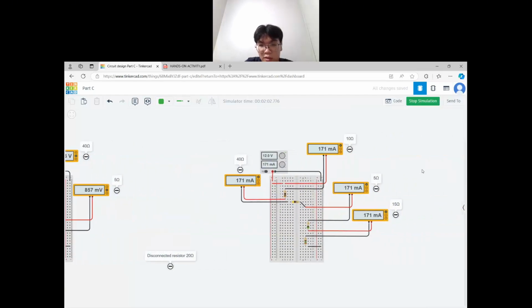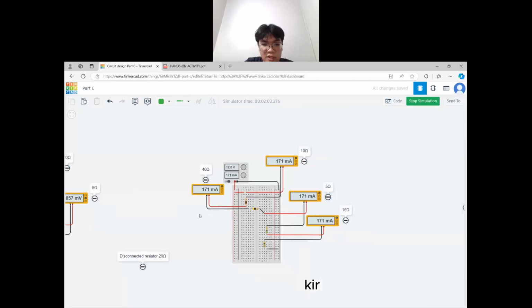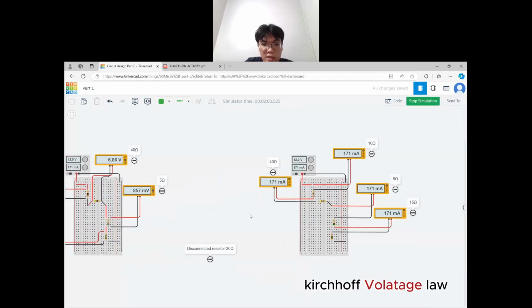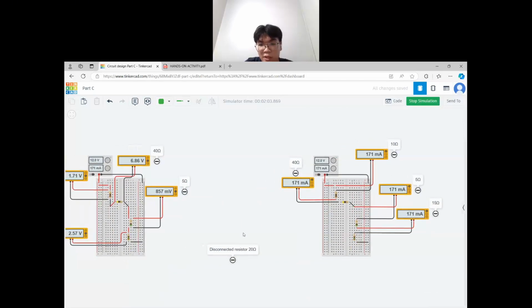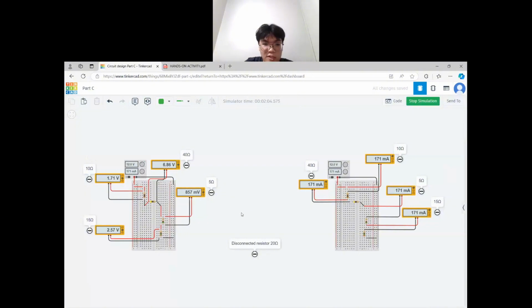So you can get the current source that is 171 milliampere. Then you also can use the Kirchhoff voltage law and the Kirchhoff current law to calculate all the voltage and current that flow through the resistor. Then you can get the answer same with the result in the Tinkercad.